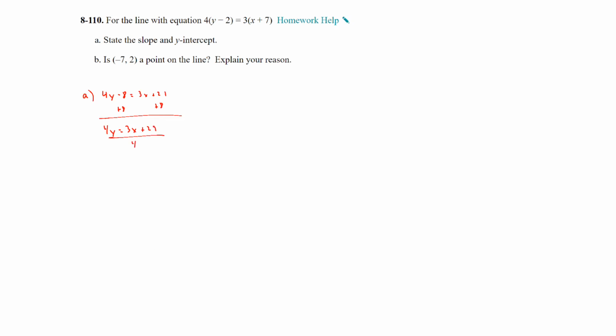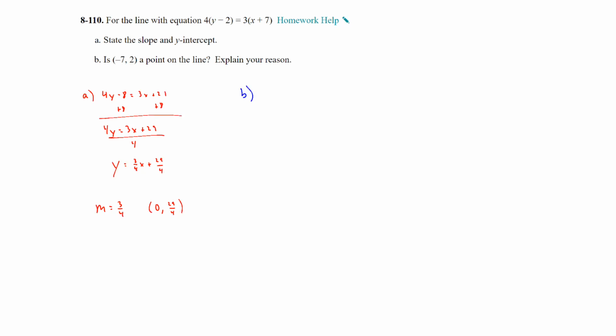And then divide everything through by 4, and we get y equals 3/4, or 0.75, x plus 29 fourths. Or maybe you wrote it as 7.25. Either way is fine. We want to state the slope, so we know the slope is 3/4 or 0.75, and the y-intercept, written as an ordered pair because it does represent a point on the graph, is 0, 29 fourths, or like I said, you could do 7.25.